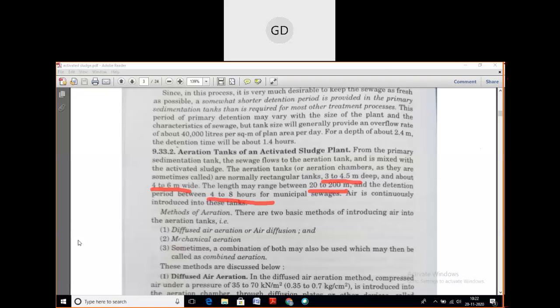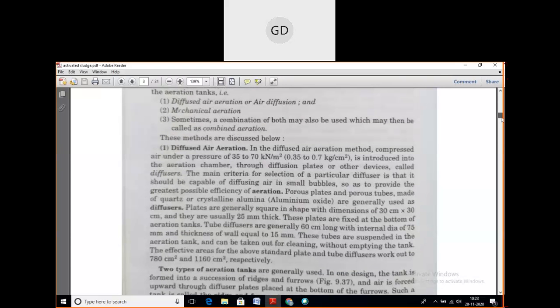So what are the different methods of aeration? There are two basic methods for introducing the air into the aeration tank. Number one is diffused air aeration, also known as air diffusion, and number two is mechanical aeration. These two are the main, but sometimes you can also find a combination of both diffused air and mechanical aeration, which is together known as combined aeration. Okay, so let us study something about diffused air aeration.